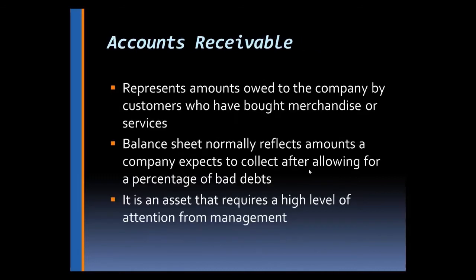A second type of current asset is an account receivable. This represents monies owed to the company by customers who have bought merchandise or to whom they have provided services. On the balance sheet, the accounts receivable are normally reflected at amounts the company expects to collect after allowing for a percentage of bad debts.